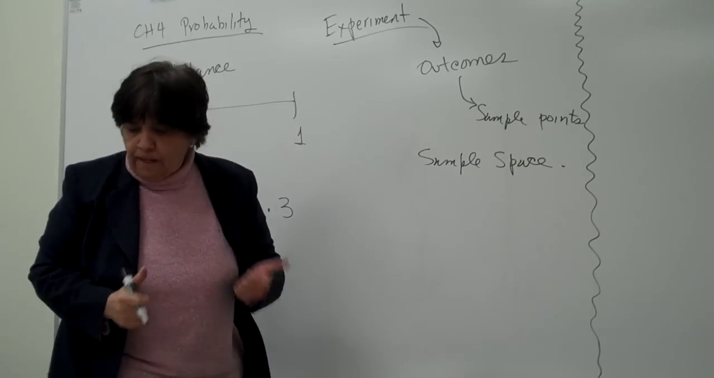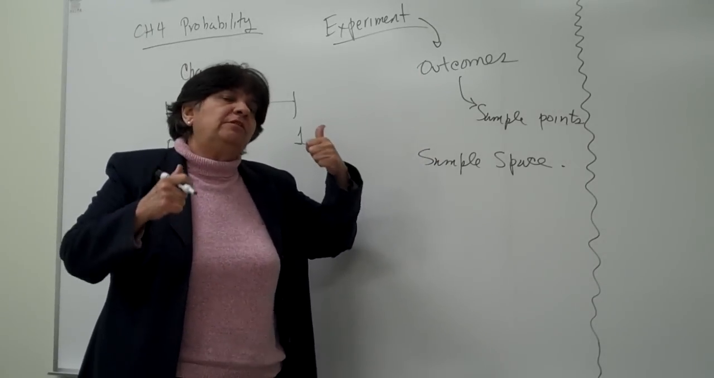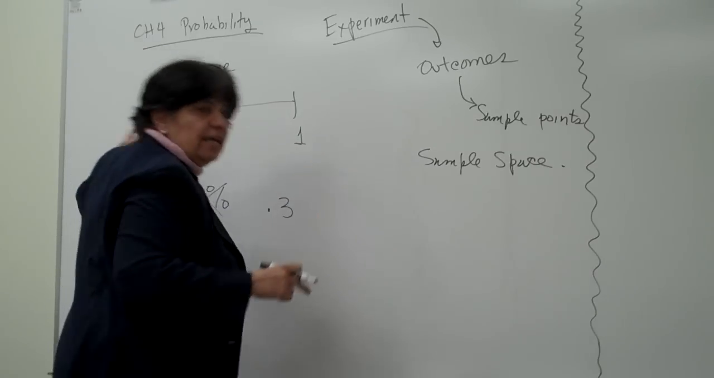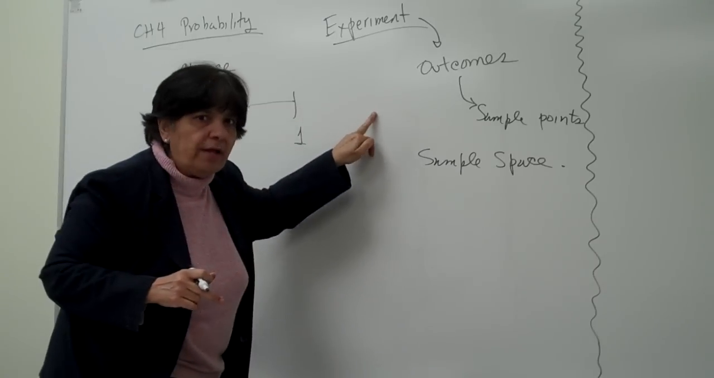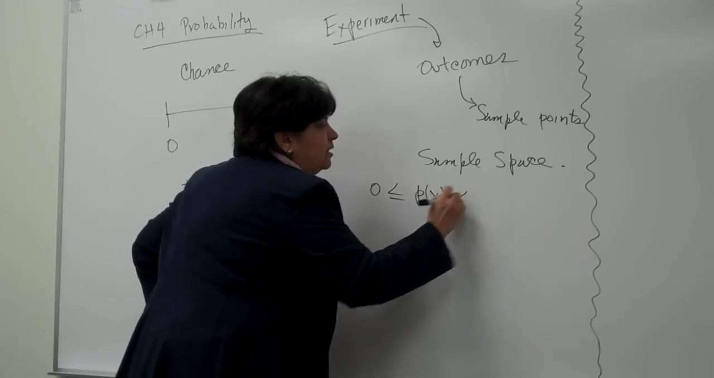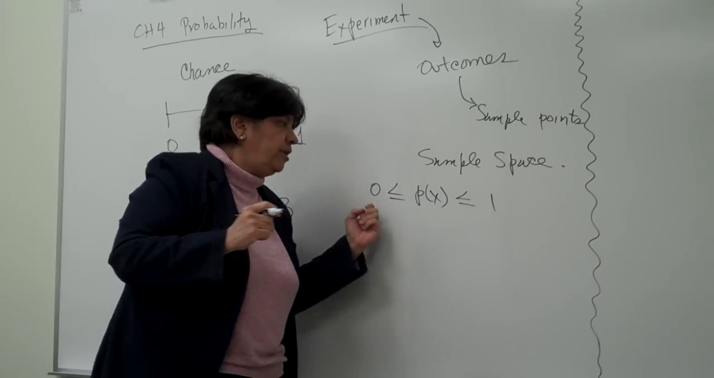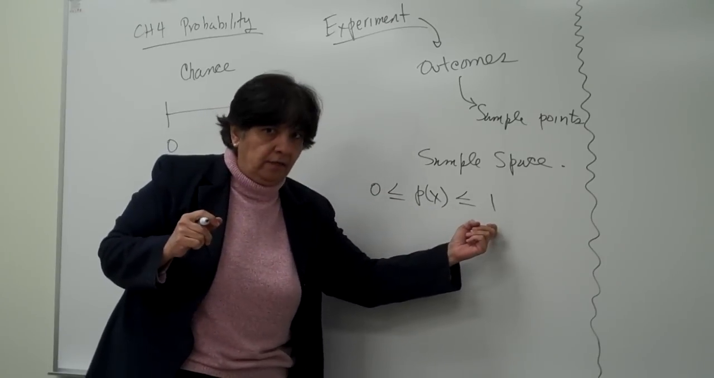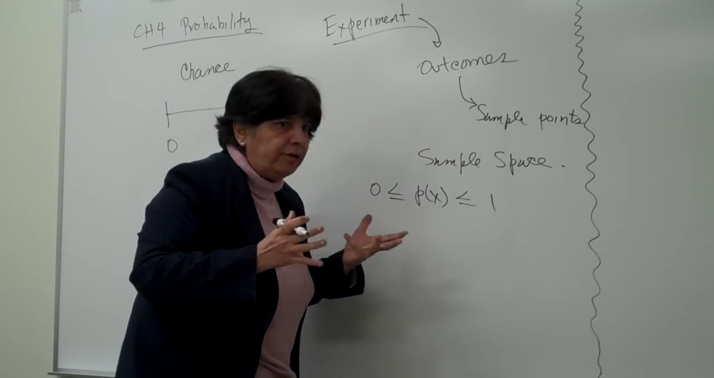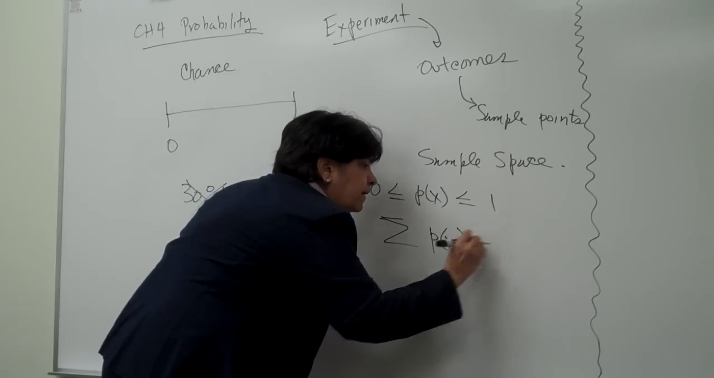Good. Now, these outcomes or sample points have some kind of probability to happen. This probability cannot be less than 0 or greater than 1. So the probability of any event has to be between 0 and 1: 0 less or equal than probability, less or equal than 1. Okay, and if I add all the probabilities of all the sample points, the summation of all the probabilities has to be equal to 1.